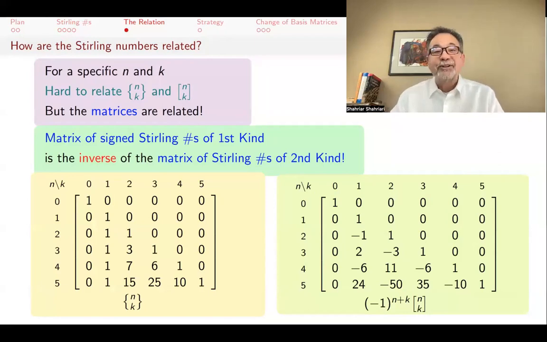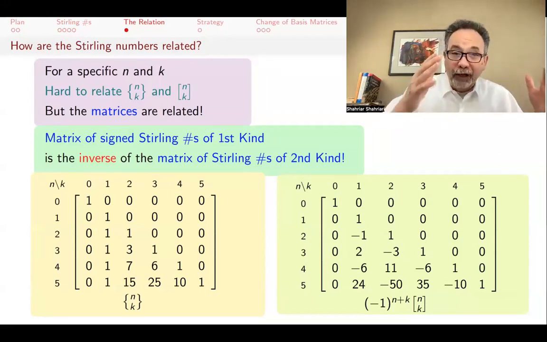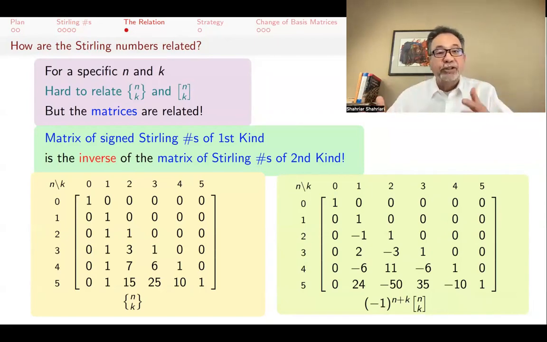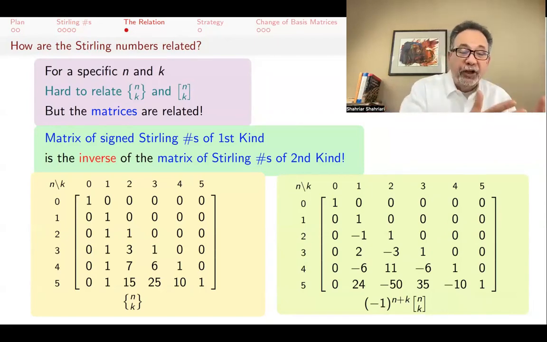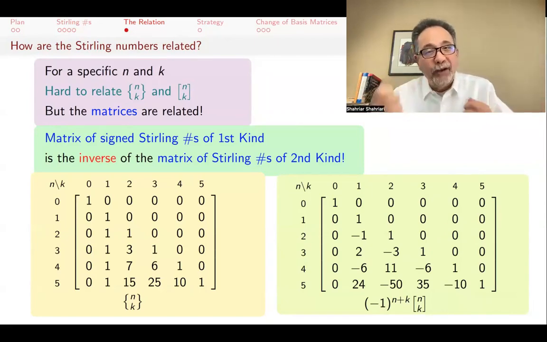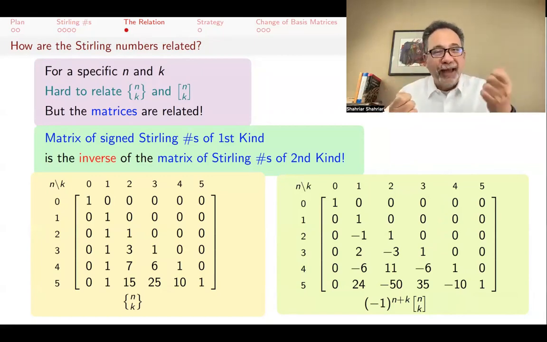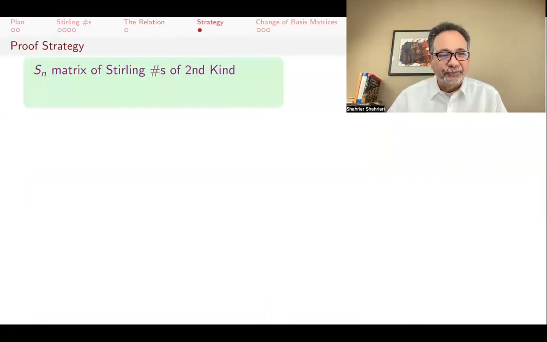Now, that's an amazing relationship, because it says that if you know a whole bunch of Stirling numbers of the first kind or second kind, you can find a whole bunch of the other ones. But you can't find, one by one, this one from that one. But if you know a whole lot of them, you can find those other ones.